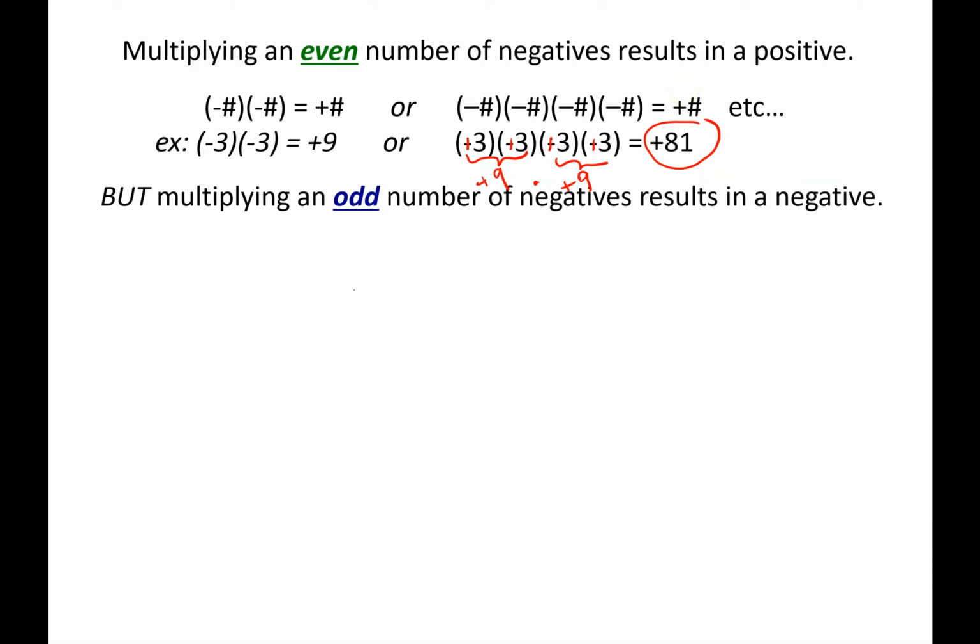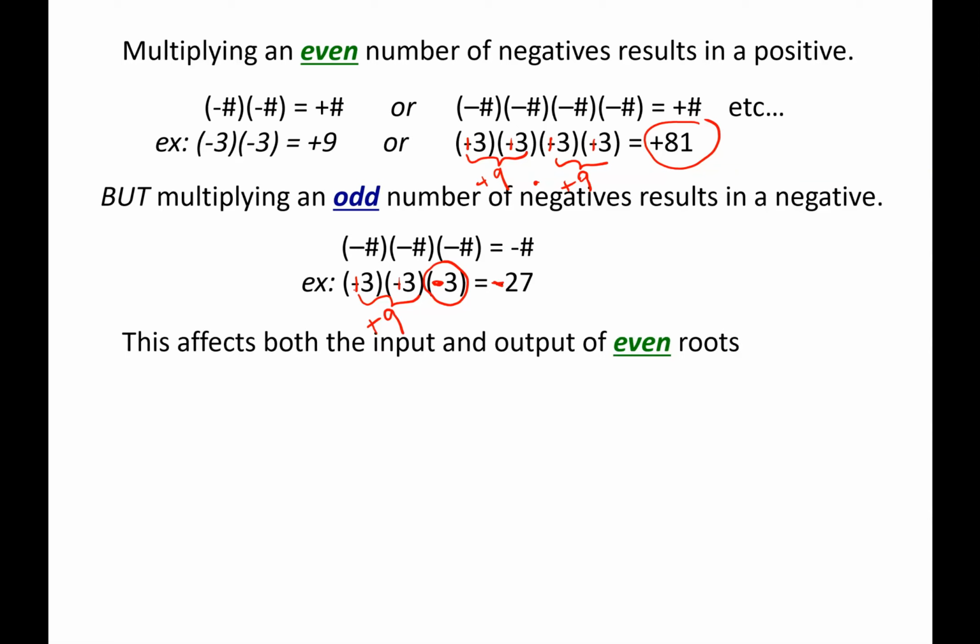See, multiplying an odd number of negatives doesn't have that problem. It just results in a negative. So, for example, let's say I had 3 factors of -3. You do -3 times -3 times -3. Yeah, the first 2 will cancel and become +9, but then you'll have 1 left over. With an odd number, you'd always have 1 left over after all of your pairs are done. So you'd have a +9 times a -3, and then that results ultimately in a -27.